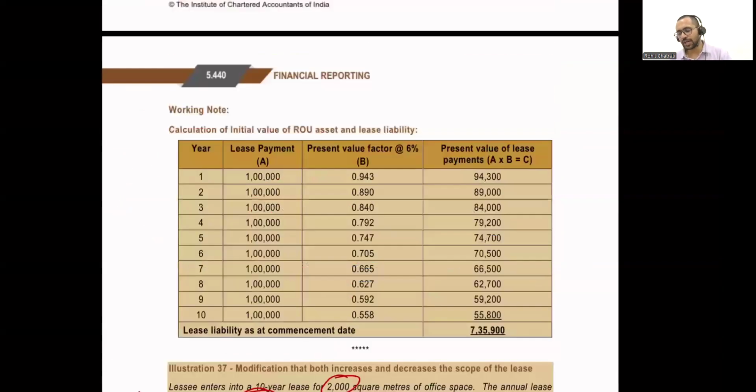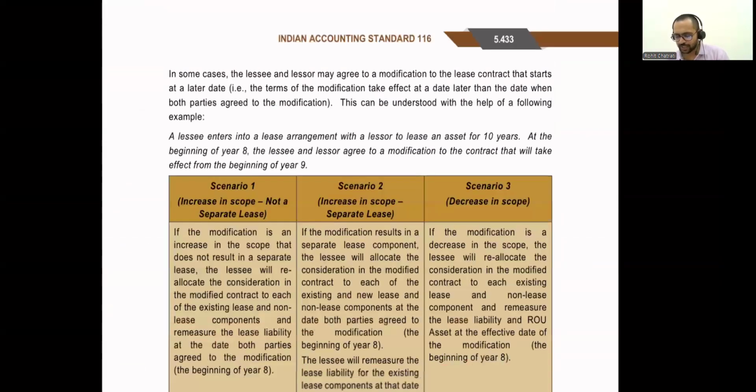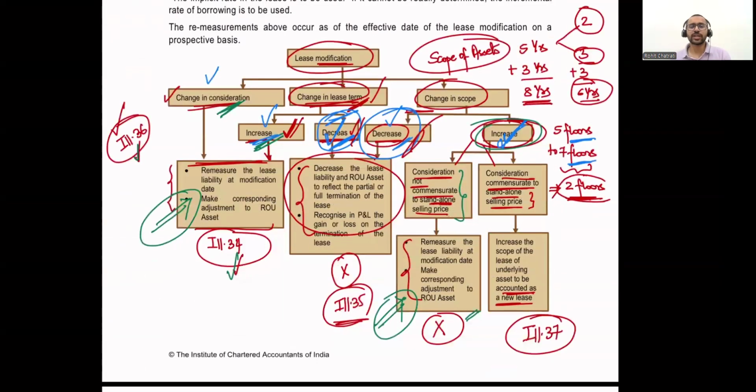Remember, you actually have to have this map in your mind, and then evaluate under which category a question falls. Every time you see a question, evaluate where it falls. Decrease in lease term and decrease in the scope of lease alone result in derecognition of ROU asset and lease liability and a corresponding gain or loss. And then you have to follow the revised lease liability calculation.